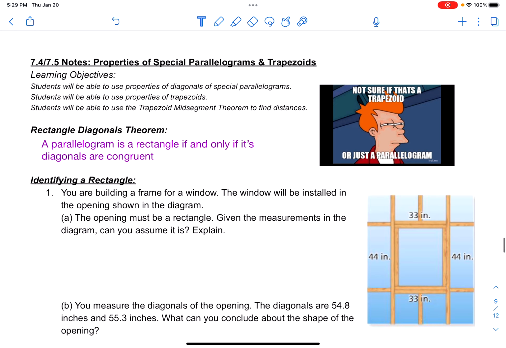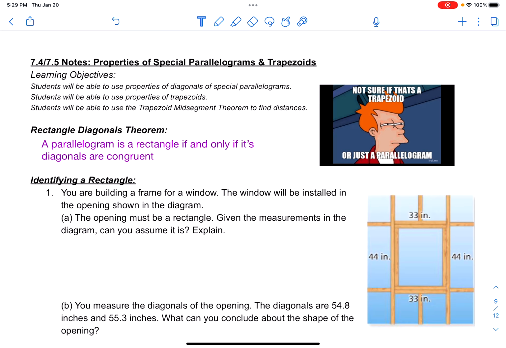So again, just a reminder from last class, rhombuses, remember we have 4 congruent sides. Rectangles, we have 4 right angles. And then squares have to have both. They have to have 4 congruent sides and 4 right angles.